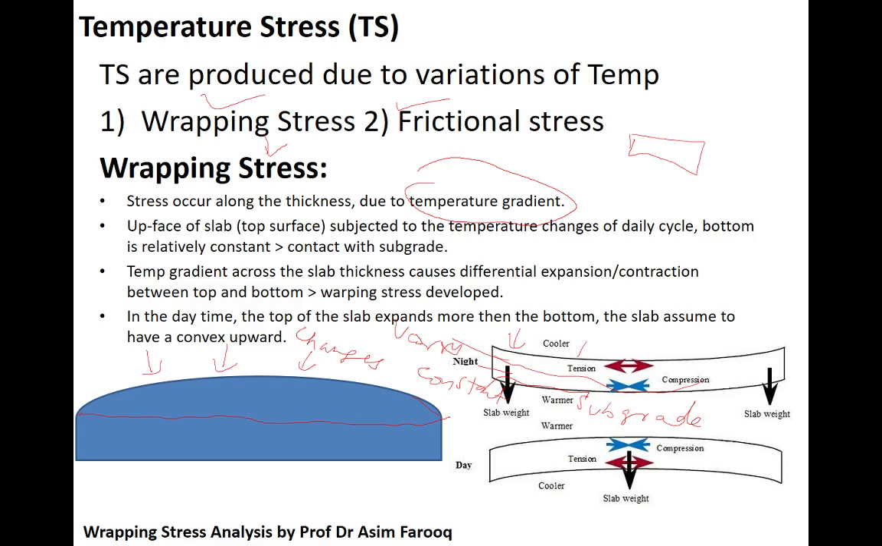So in the night time, the top surface may contract, and hence the corners and sides of the slab may warp upward, leaving the subgrade.